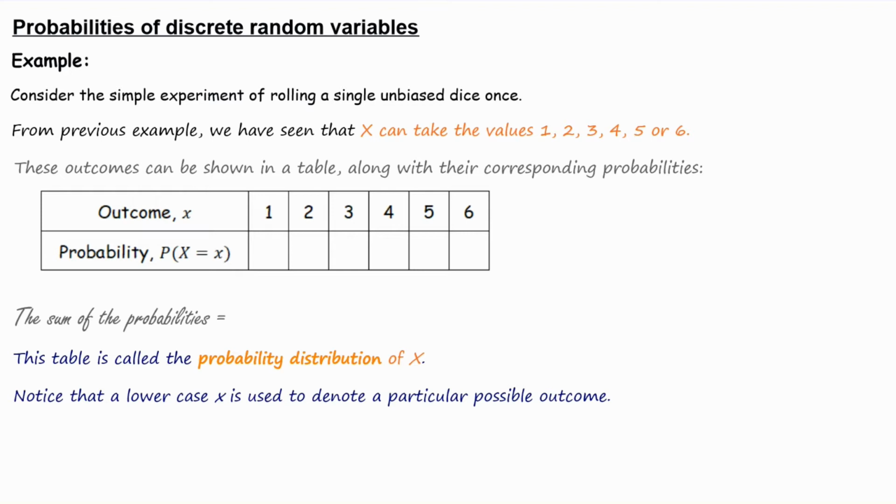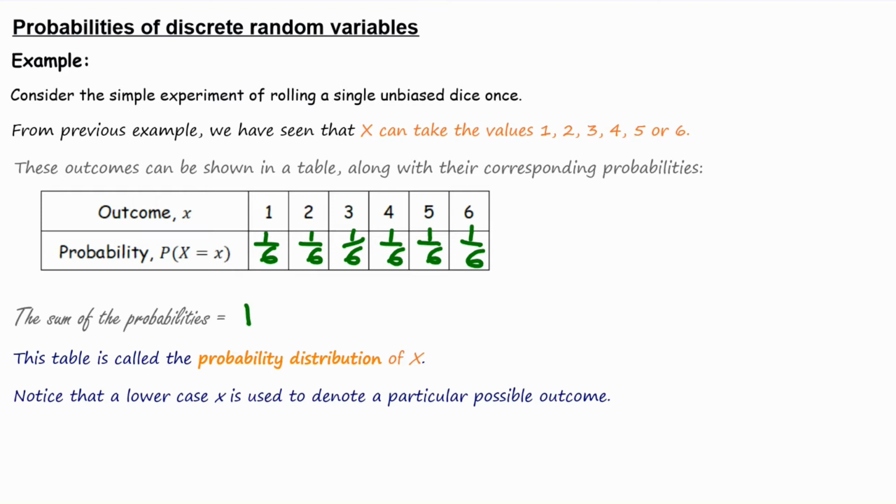We know that if you roll a single unbiased dice, the probability of obtaining a 1 is 1 over 6, 2 is 1 over 6, 3 is 1 over 6. And the sum of all these probabilities will be equal to 1, which is very important, because this is the sample space. If you add all probabilities, it should be equal to 1. That makes sense. So this table is called the probability distribution of X.